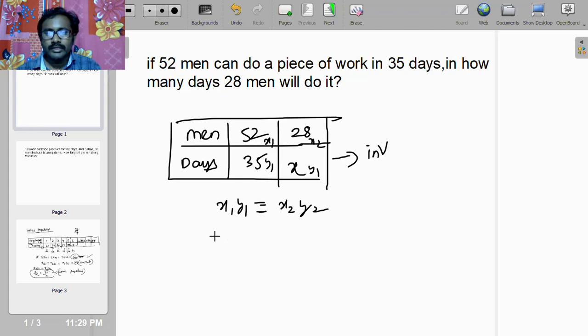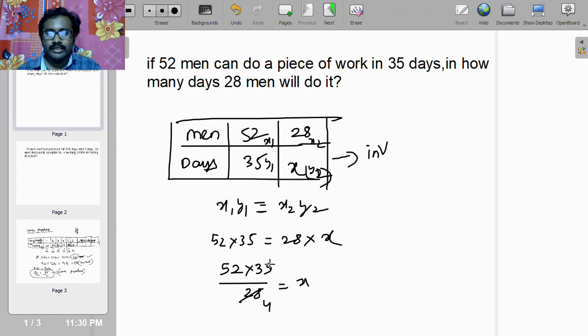So substitute the values over here. 52 into 35 is equal to 28 into y2. So this is nothing but x. Now transposing to that side, 52 into 35 by 28 is equal to x. 7 4s are 28, 7 5s are 35. 4 1s are 4, 4 13s are 52. So the x value will be 13 into 5, you get 65 as the answer.